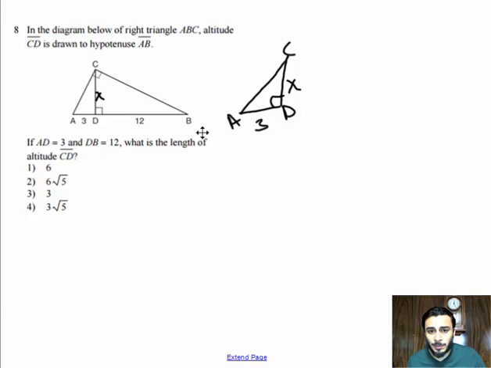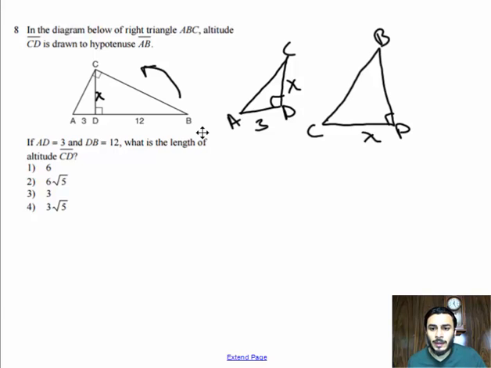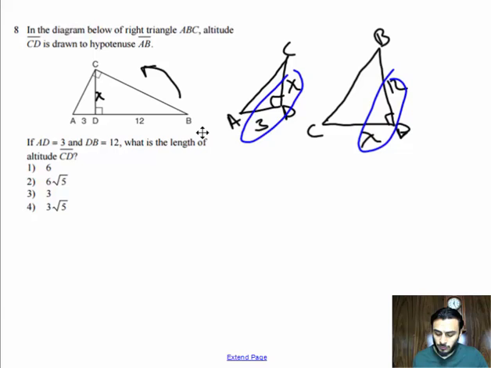Now triangle CDB is similar to this triangle. What I will do though is I will rotate this triangle 90 degrees counterclockwise so that the sides line up the way they're supposed to. So I get triangle CDB like that. And this is X and this is 12. That's a D. So now from this I can make a proportion to solve for X.